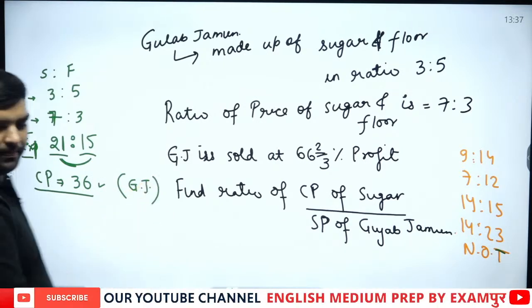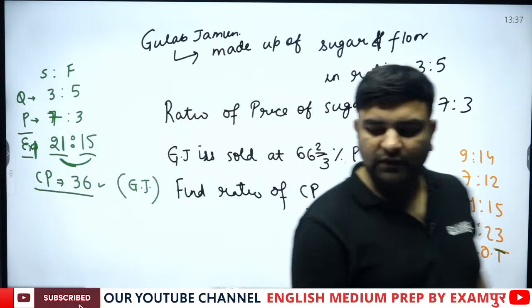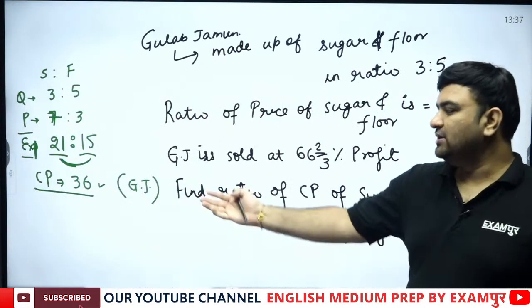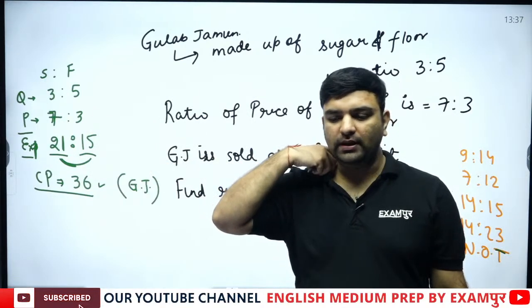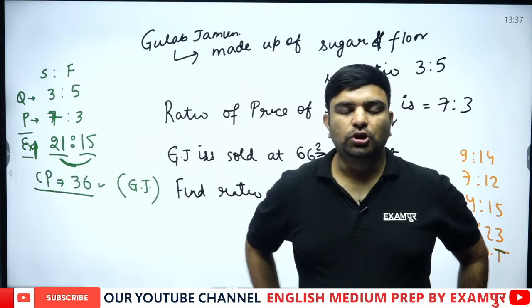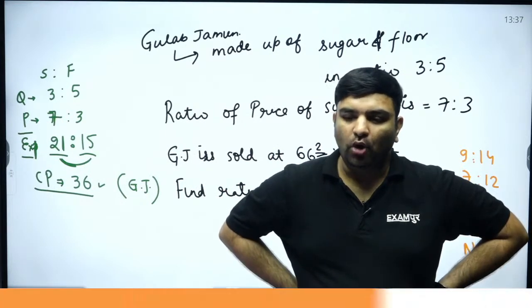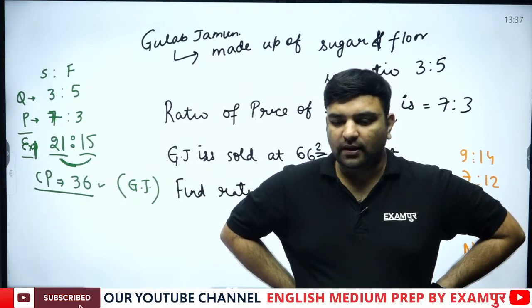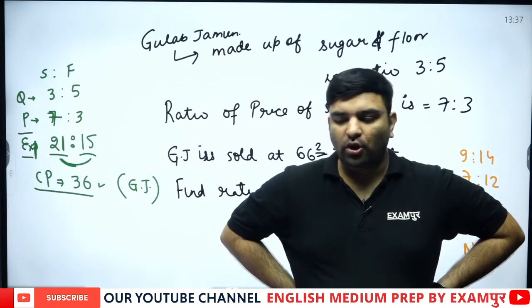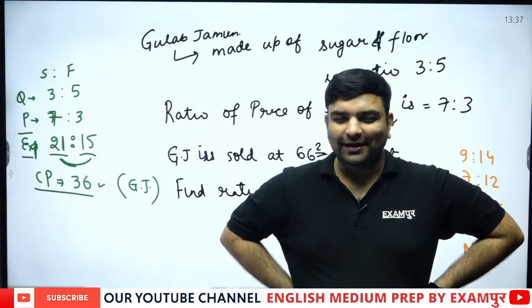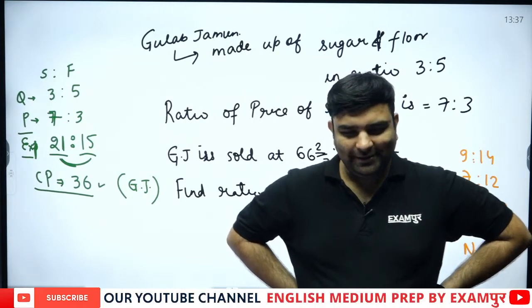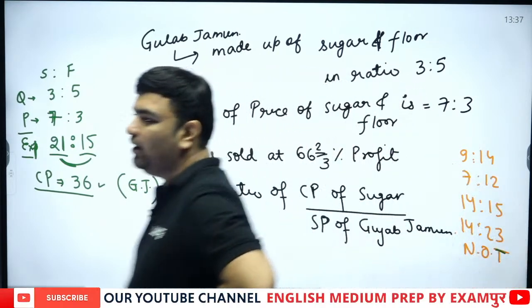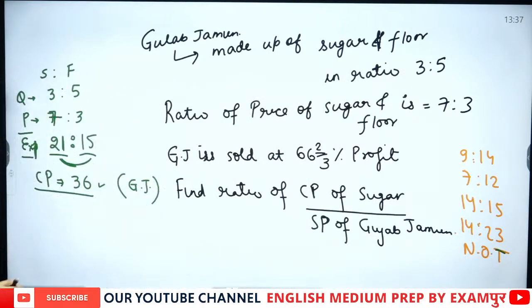Come on, tell me. The CP of the gulab jamun is 36 because it is made up of only these two. Quantity into price is the expenditure. So total 21 rupees of sugar you bought, total 15 rupees of flour you bought. However, the cost of cylinder is not needed to be taken here. So total CP of the gulab jamun is 36.